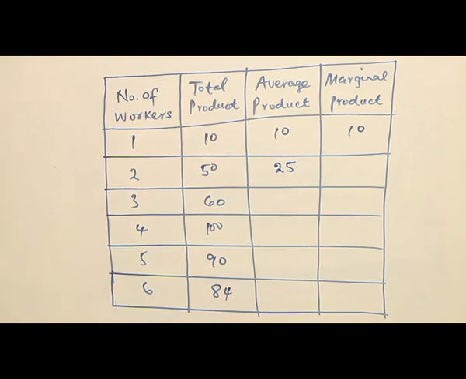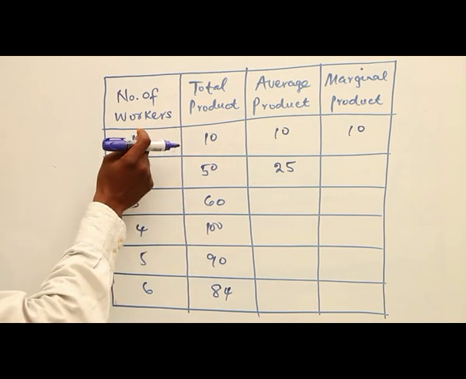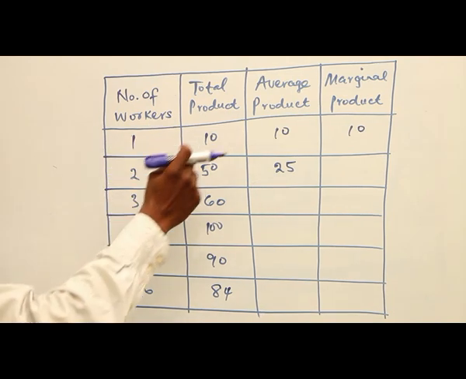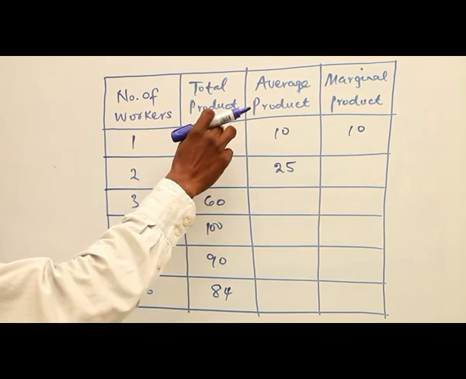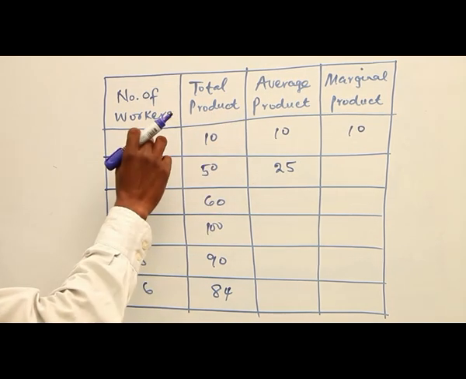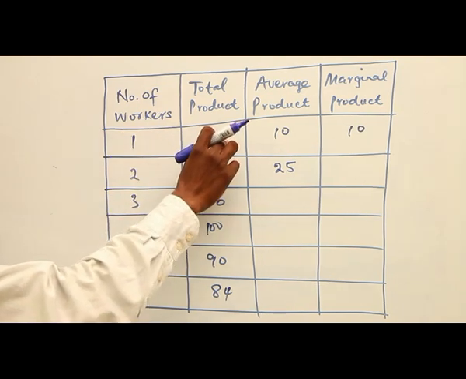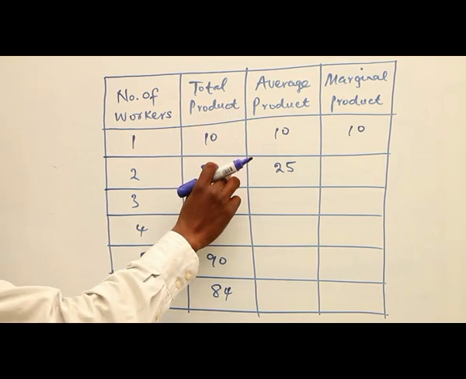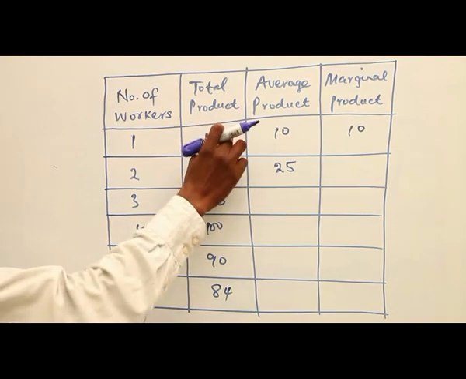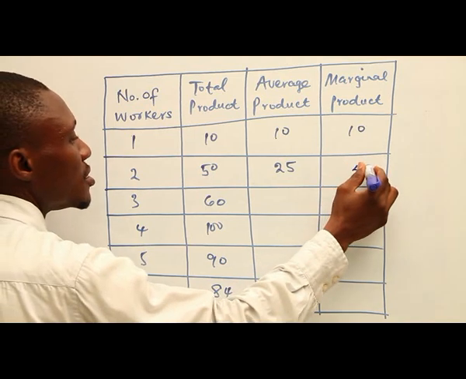Now, how do we get our marginal product? I would say marginal product implies change in total product divided by change in variable input. If you look at it very well, there is a change from here down to here. Now, with respect to total product, change from here to this place. That is, from 1 worker to 2 workers, output has increased from 10 to 50 units. So the change here will now be 40.